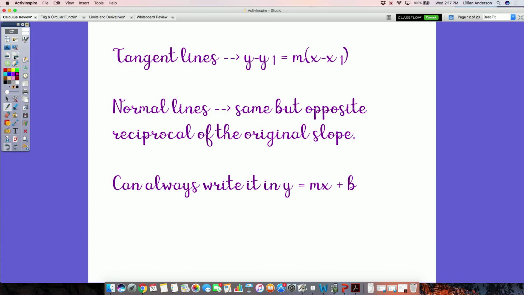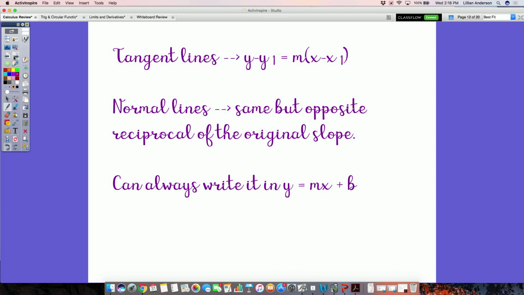Going up another level to tangent lines and normal lines. These were actually writing the equation of the line that's touching the curve at a particular point. Remember, one way to write them was using point slope form: y minus y1 equals m, parenthesis x minus x1. Of course, you can always write it in y equals mx plus b. Could write it in standard form. Just depends on what the problem asks you to do. If it doesn't say a way, point slope is the easiest.